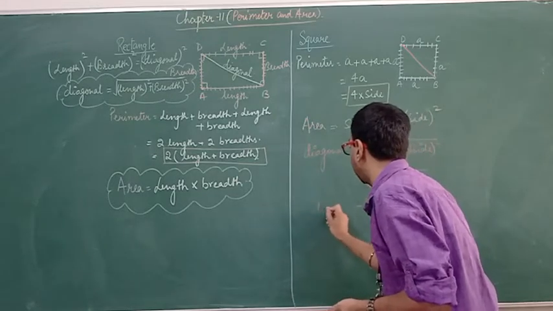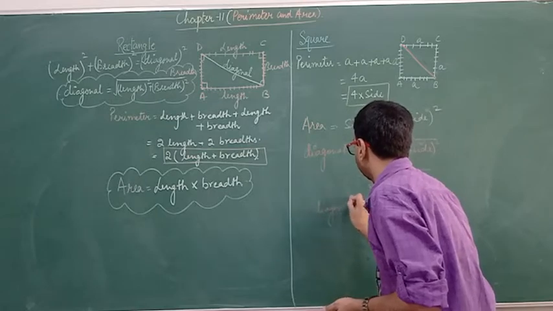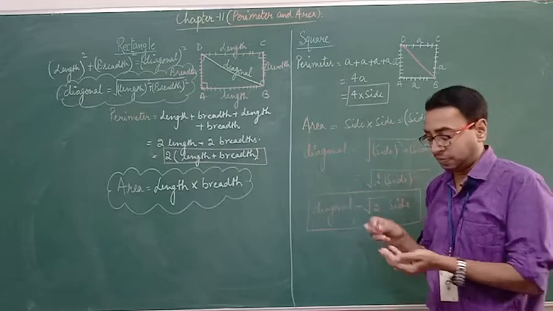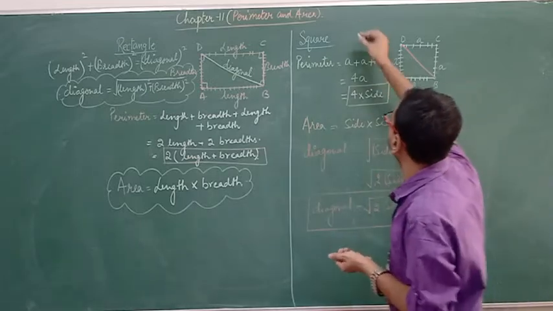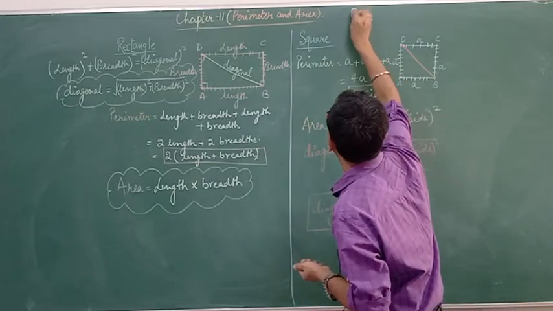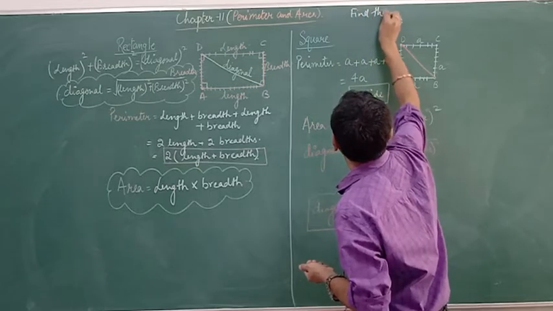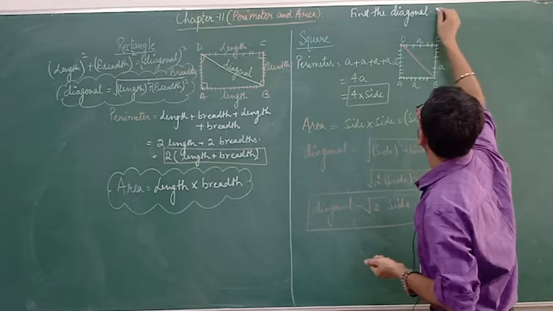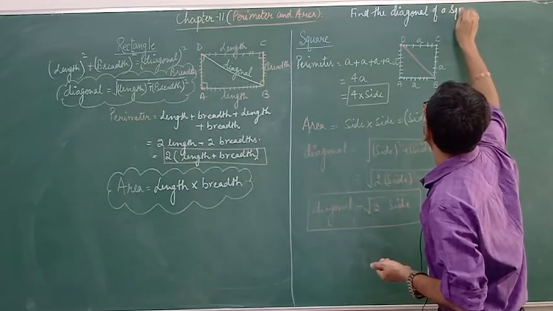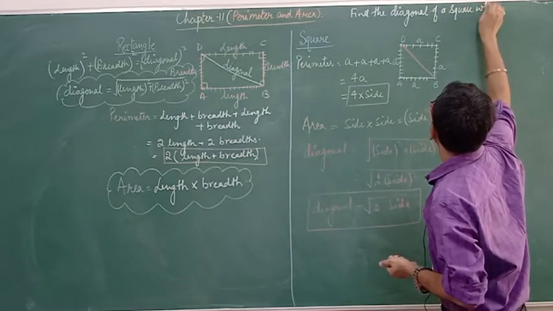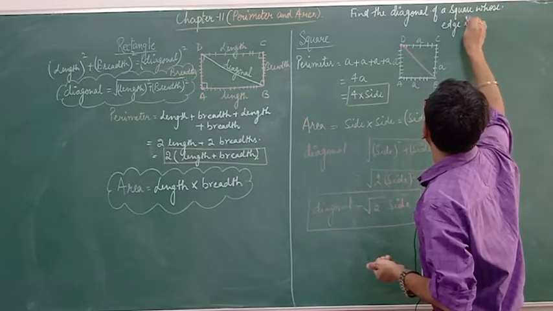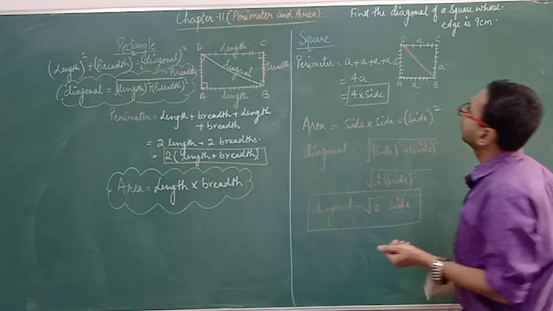How you can find the diagonal? Under root 2 into side. Are we clear? Let's have a question. For example, find the diagonal of a square whose edge is 9 centimeter. So what we will do?